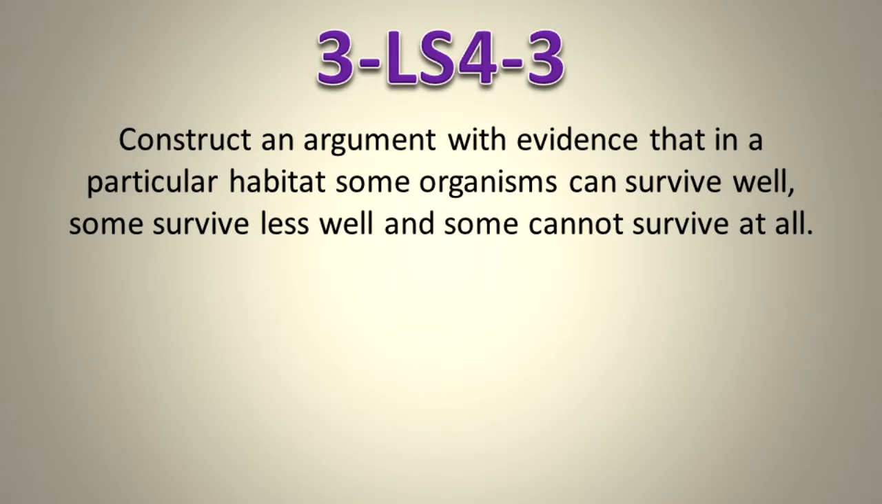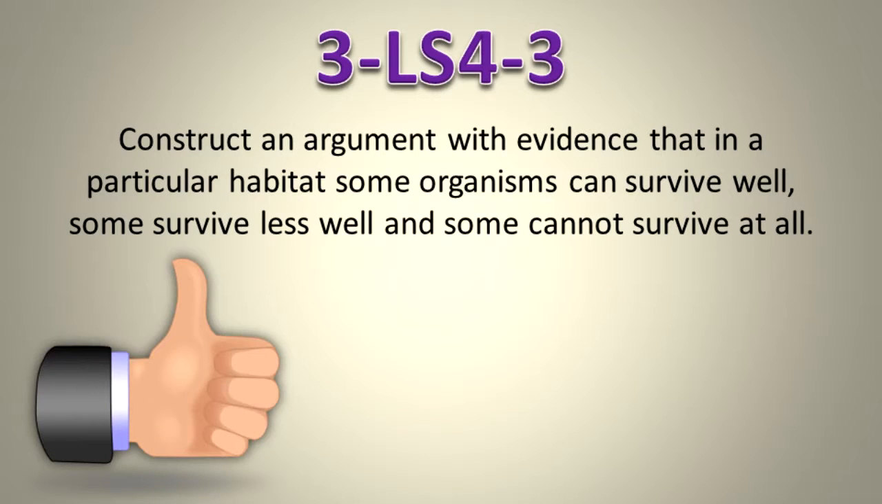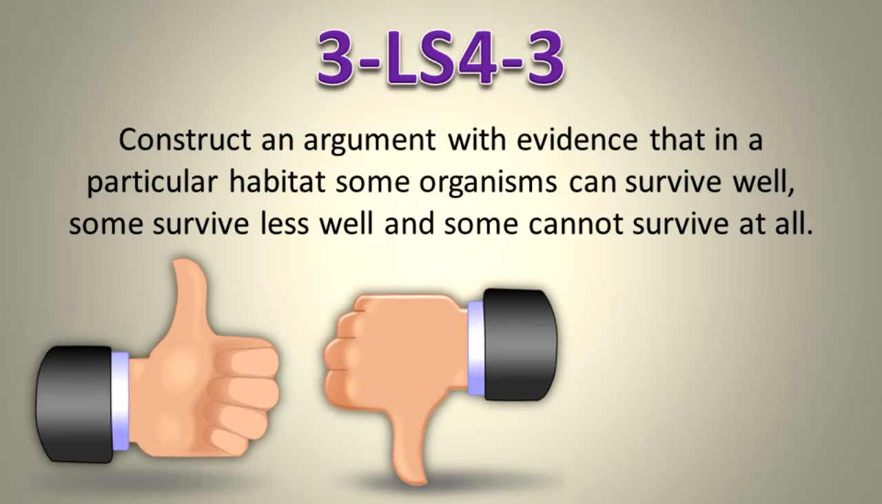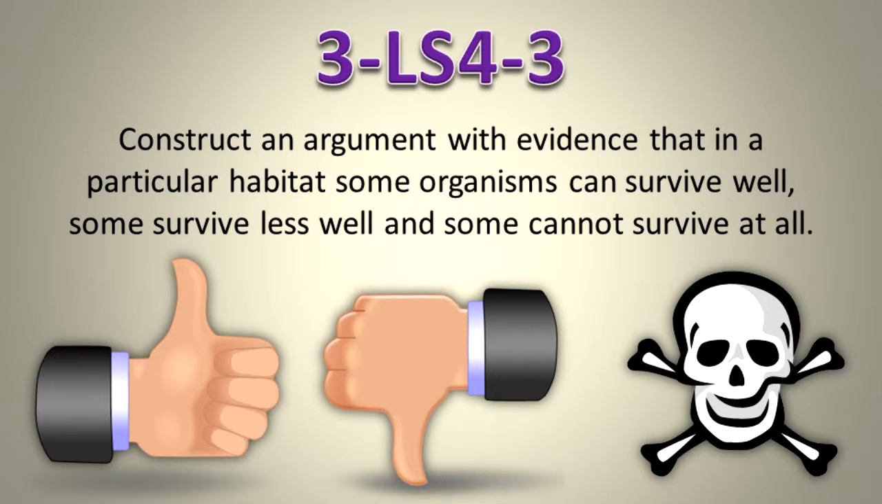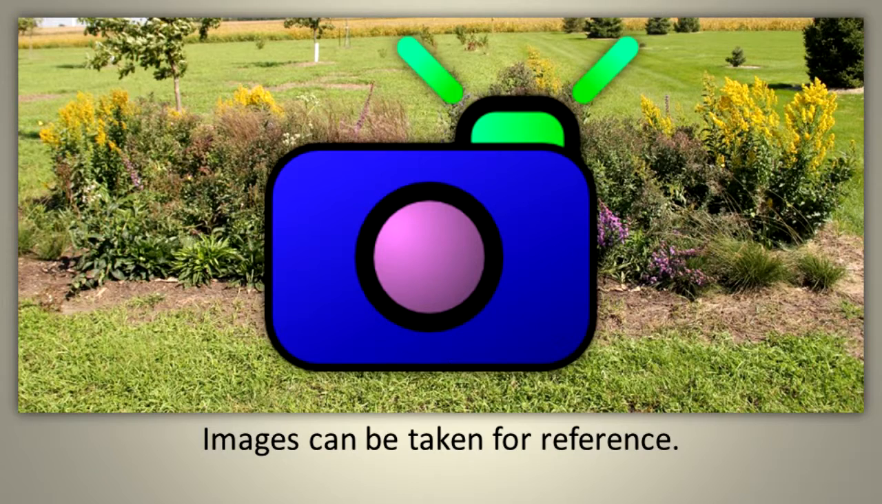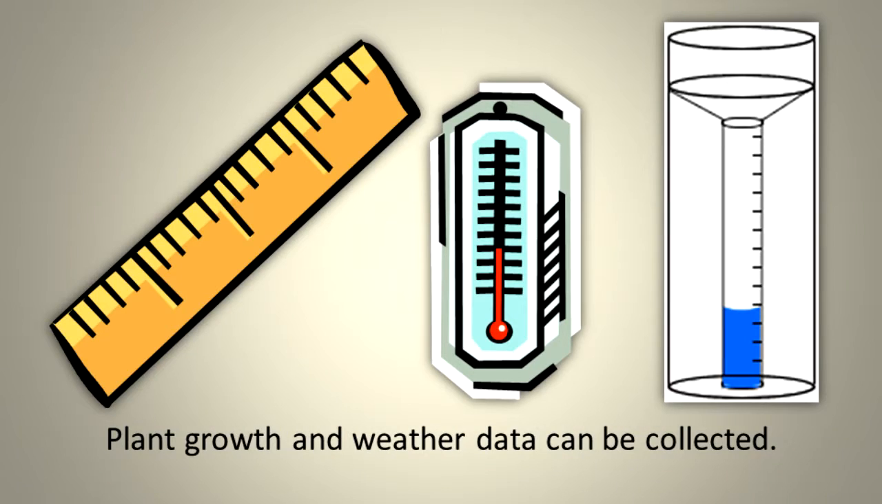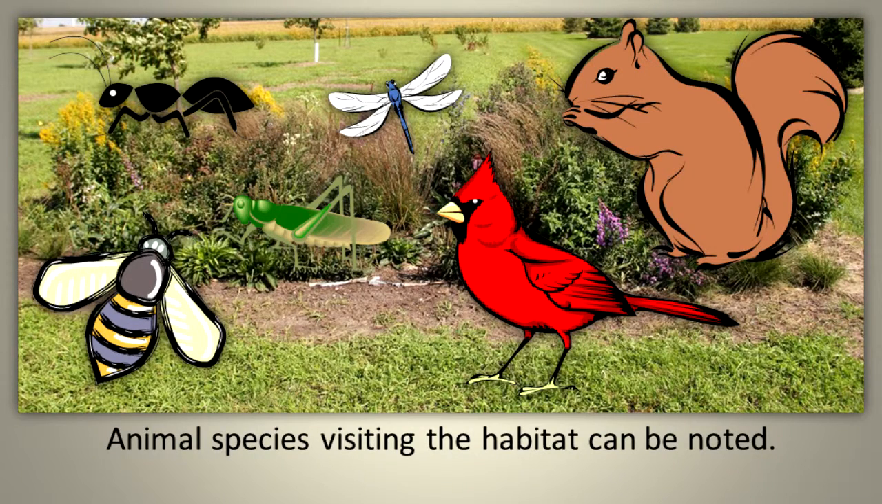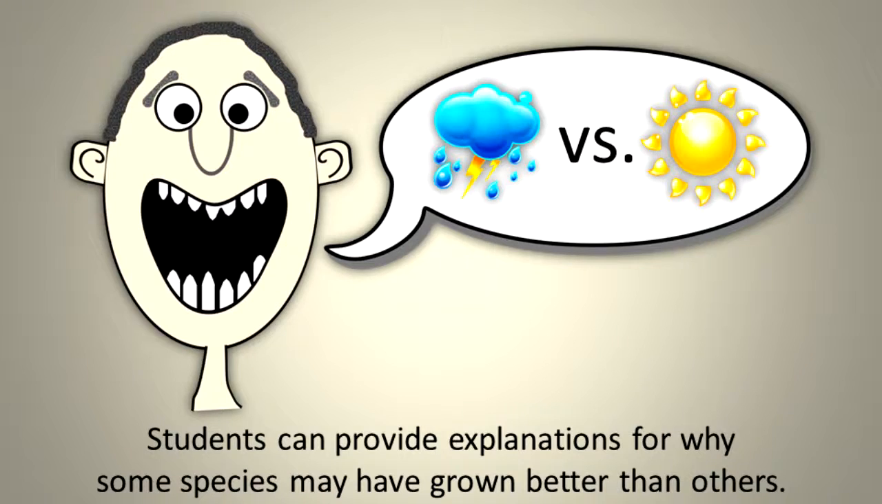3-LS4-3. Construct an argument with evidence that in a particular habitat, some organisms can survive well, some survive less well, and some cannot survive at all. Students can record the plant species that were planted in the habitat area and where they were planted. Images can be taken for reference. Plant growth and weather data can be collected. Animal species visiting the habitat can be noted. Students can provide explanations for why some species may have grown better than others.